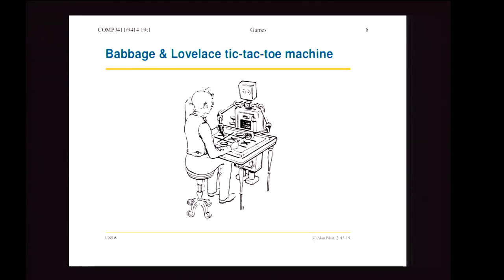But it did arouse interest in the press. And again, this is a contemporary cartoon. This is actually from the 1850s, from the Times of London. This is not a modern-day cartoon. So very forward-thinking ideas.